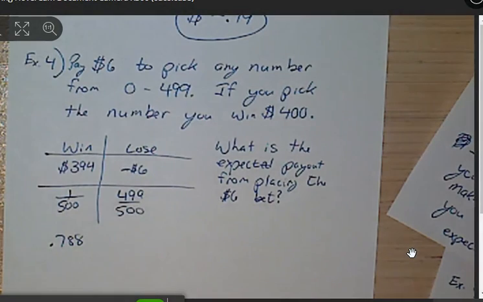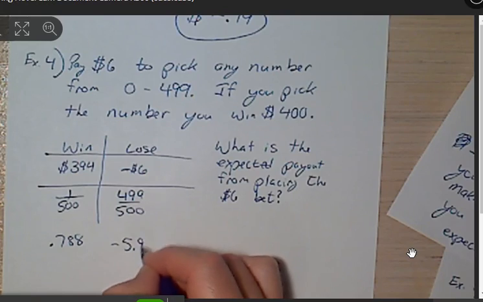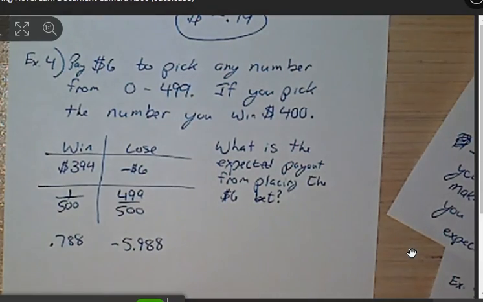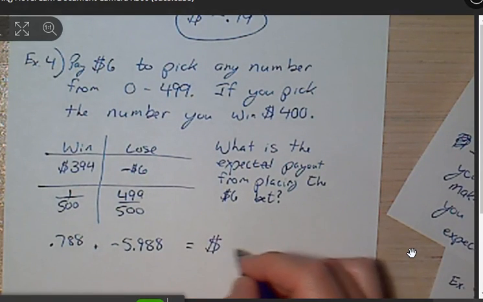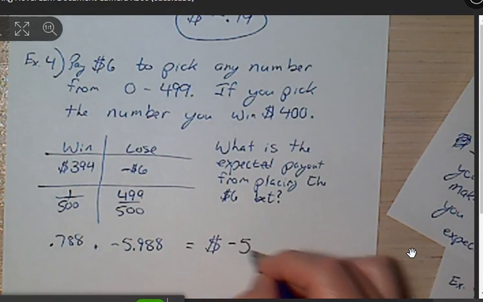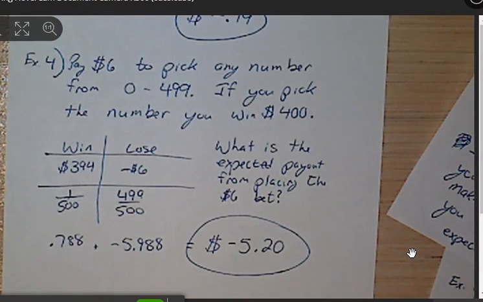Do a -6 times the 499 divided by the 500. That comes out to be a -5.988. And we're just going to add those two things together. And again, they're going to tell you to put it in terms of money. So it's going to be a loss, or expected return of -$5.20.